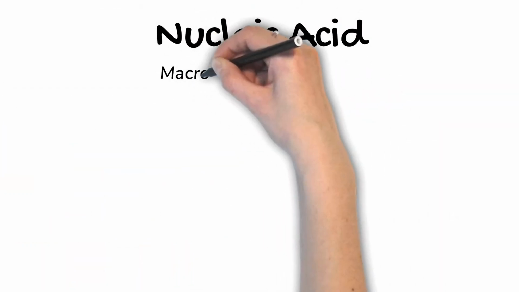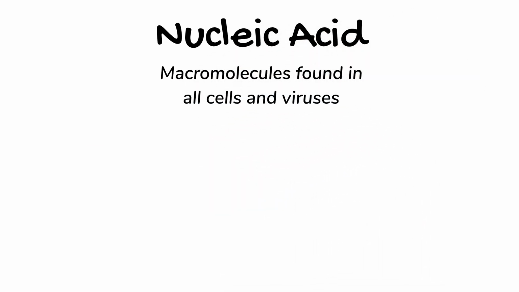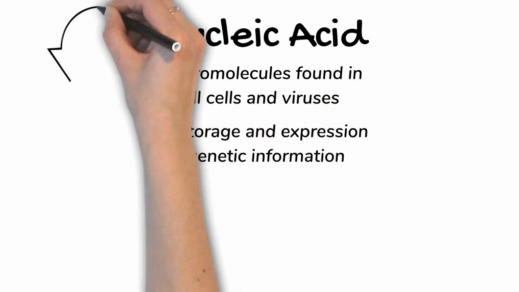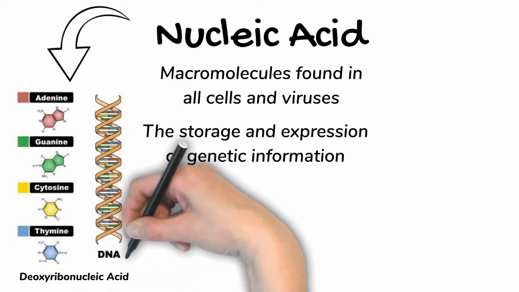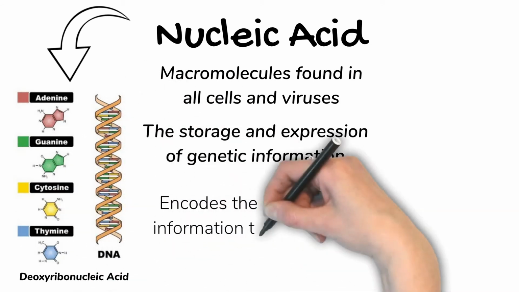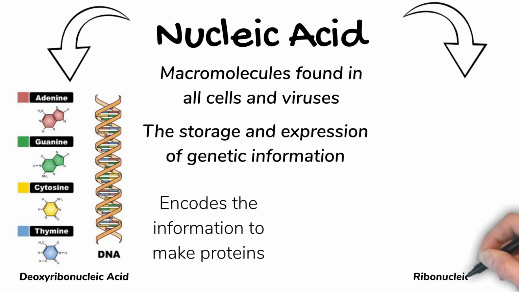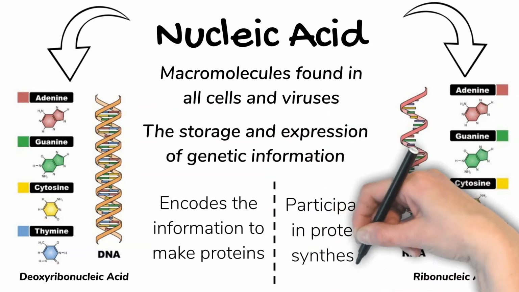Nucleic acid is an important class of macromolecules found in all cells and viruses. Nucleic acids help in storage and expression of genetic information. Deoxyribonucleic acid, or DNA, encodes the information in the cell used to make proteins. A related type of nucleic acid called ribonucleic acid comes in different molecular forms that participate in protein synthesis.